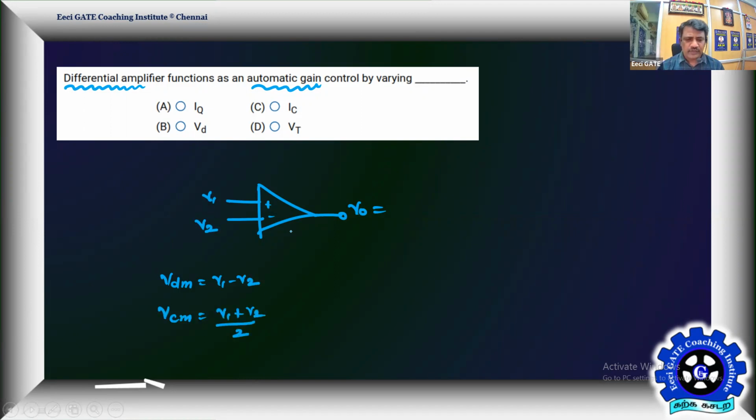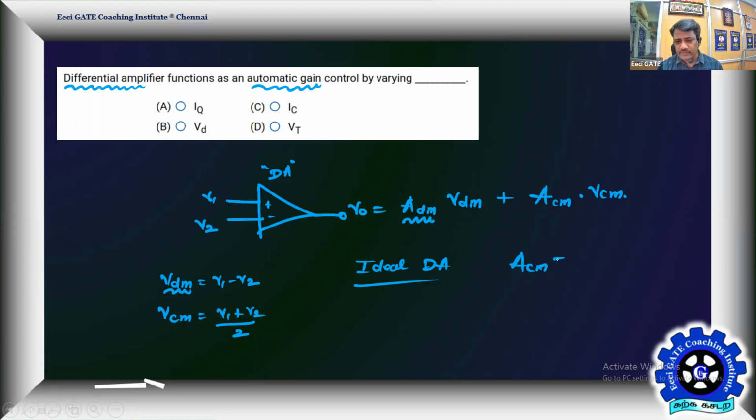Unfortunately, any practical difference amplifier is intended to amplify only VDM, but unfortunately also amplifies VCM. So we have two different gains offered by a difference amplifier. One is the interested gain, the difference mode gain ADM for the difference mode component, and the second gain is for the common mode component, an undesired component in the output, ACM into VCM. So an ideal DA should have ACM equal to 0.